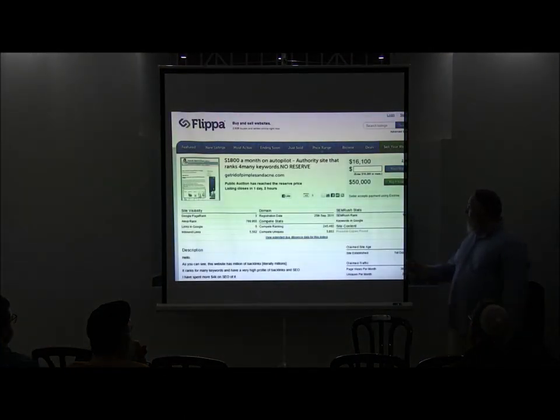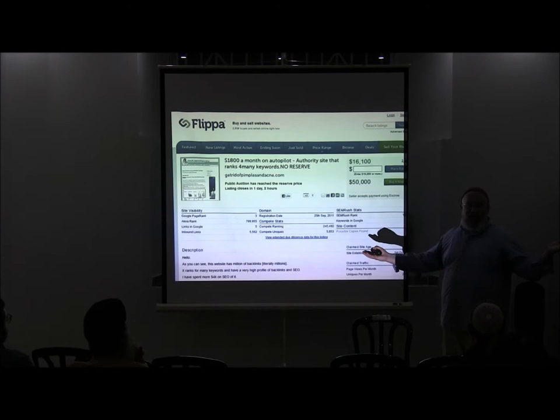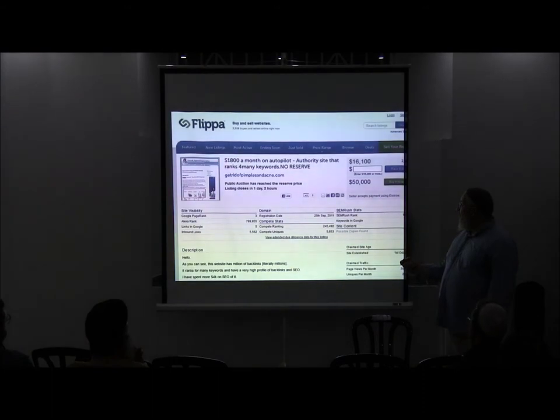So there's a site here called Flippa. I've sold many websites with Flippa. I told you I was building all these websites for the affiliate advertising. So when the affiliate advertising wasn't working for me, I sold them on Flippa. And don't ask me why, people want to buy all kinds of strange things on Flippa. So here you can see, he says right here, makes $1,800 a month on autopilot, no reserve, meaning whatever price you put in, he's going to take.